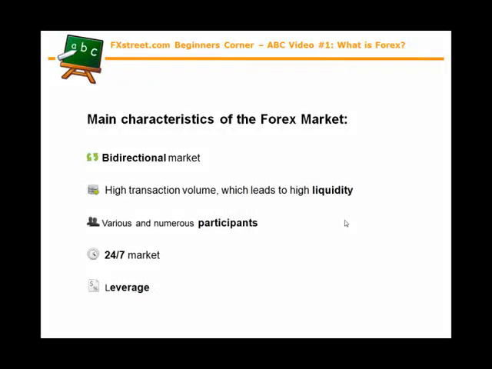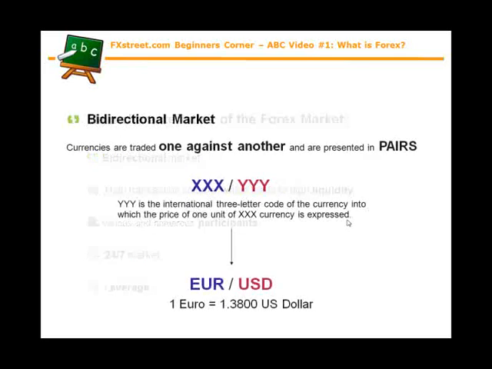Now that we have set the very basis of the exchange rate, let's take a look at the main characteristics of the forex market. We said that this is a bidirectional market. It has a high transaction volume, which leads to high liquidity. It has various and numerous participants. It's a market open 24/7, and it allows leverage to enhance profits with respect to account size.